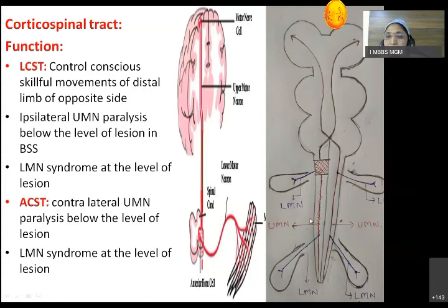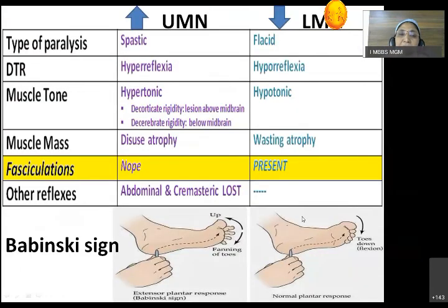So what do you mean by upper motor paralysis? Why does it occur? Normally, upper motor neurons control the lower motor neurons. But when the upper motor neurons are damaged, there is no control over the lower motor neurons, so they get exaggerated. There will be an increase in the spasm of the muscle, which is known as spastic paralysis.